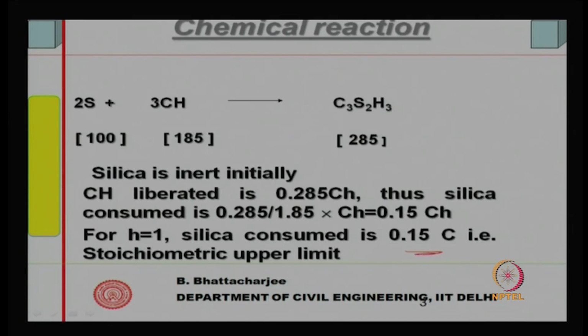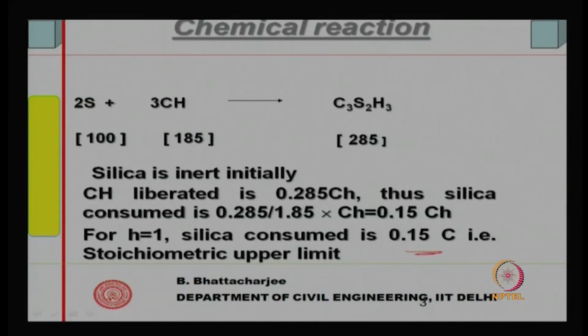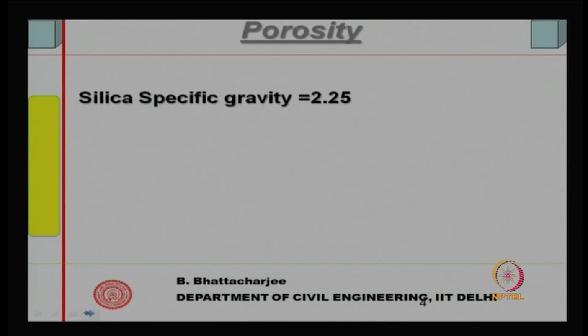The maximum, 15% of the cement, 0.15 C, is the maximum silica that can be consumed by cement: pure silica, 15% by mass of the cement, that can react at full hydration. If it is partially hydrated, the lime liberated will be less and the silica consumed will be even lesser. So, one can calculate how much maximum silica it can consume, which turns out to be 15%.